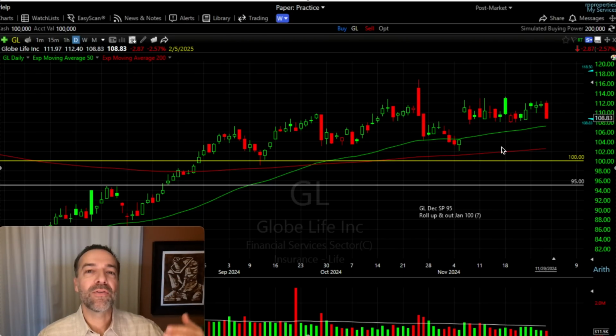So support levels have risen over the past several months. So this is a position that I'd be comfortable rolling this put option up as I rolled it out. The 95 option has gone our way, so I could buy it back and sell an option, say, at a higher strike price of 100.